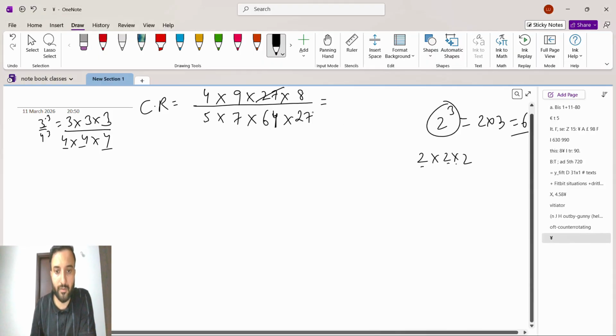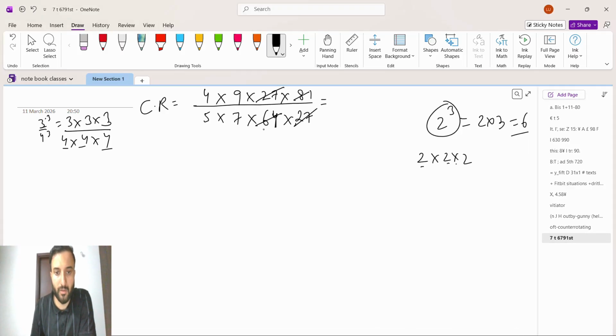Now 27 and 27 will get cancelled. Okay, 8 ones are 8, 8 eights are 64, it will get cancelled. 4 ones are 4, 4 twos are 8, it will get cancelled. Now in the numerator, is anything getting cancelled? No. Numerator we have 9, divided by denominator we have 5 sevens are 35, 35 twos are 70, so 9 by 70. Yes, the correct answer is 9 is to 70.